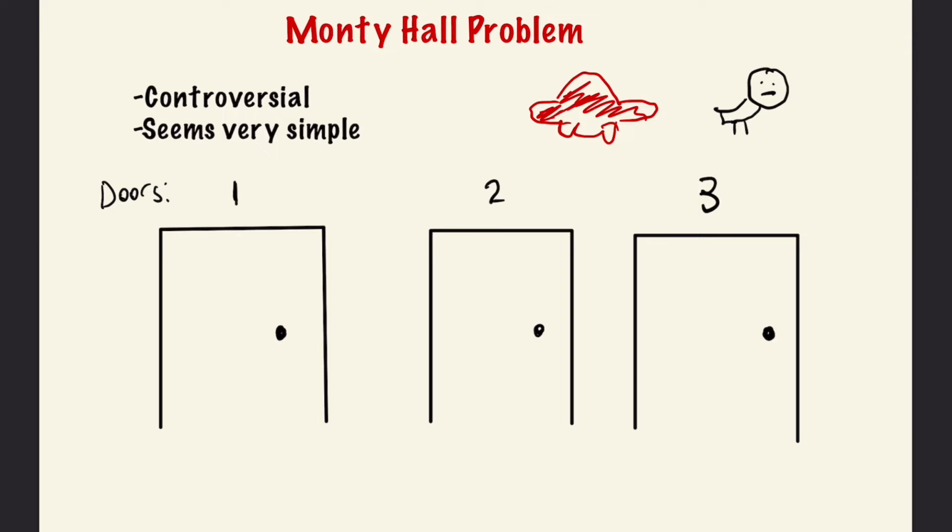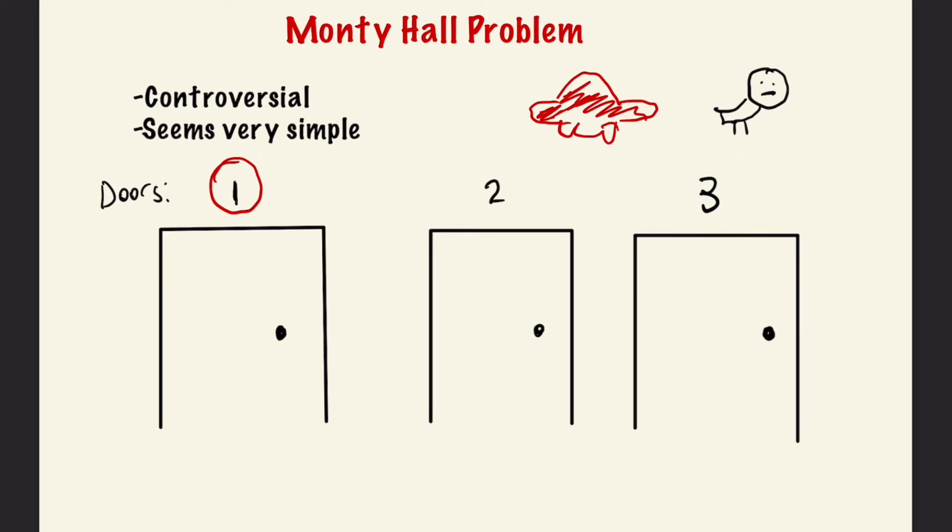Now he asks you to pick one door that you think the car is behind. So let's say we pick door number 1. In other words, we're banking on the car being behind door number 1. And we're also saying that we think the goats are behind door number 2 and door number 3.